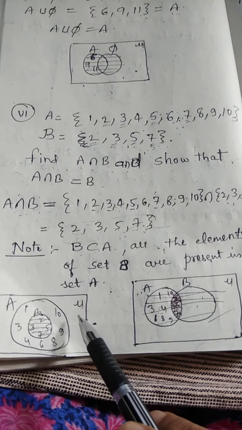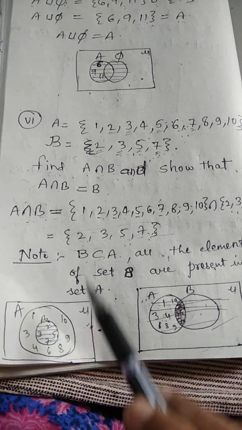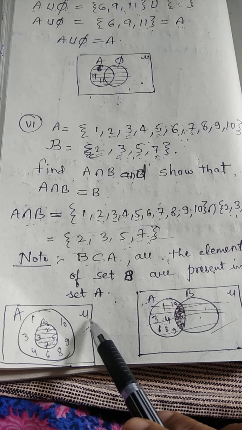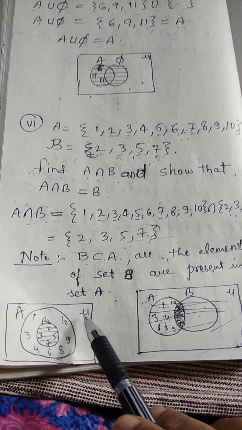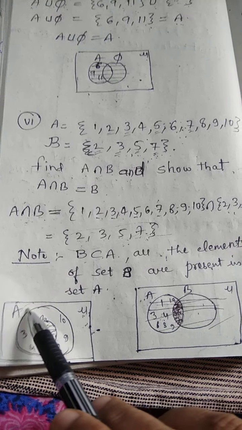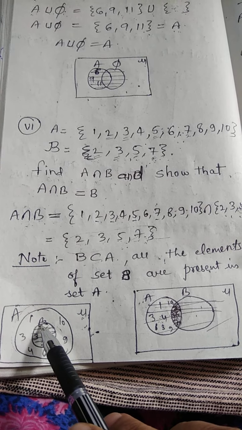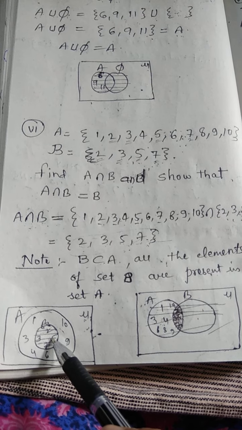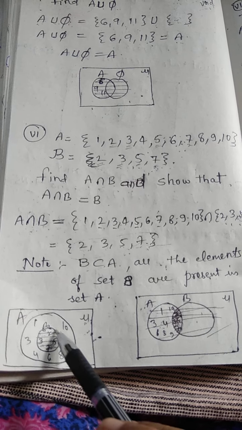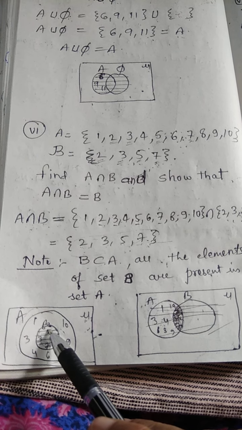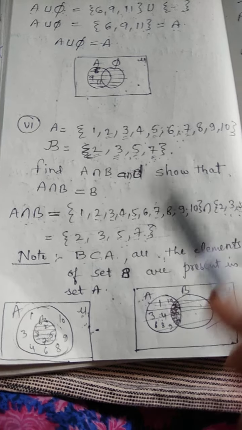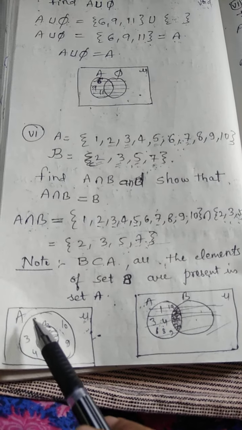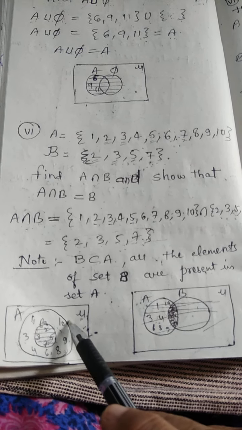Okay, so for B subset A, how do we make the Venn diagram? In the earlier problem I explained. First, a rectangle with the universal sign, the universal set. Then take set A and inside that take set B, because B is totally present in A. So what are the elements of B? 2, 3, 5, 7. And what are the remaining elements of A? Leaving 2, 3, 5, 7, the remaining elements you have to note down here: 1, 3, 4, 6, 8, 9, 10.